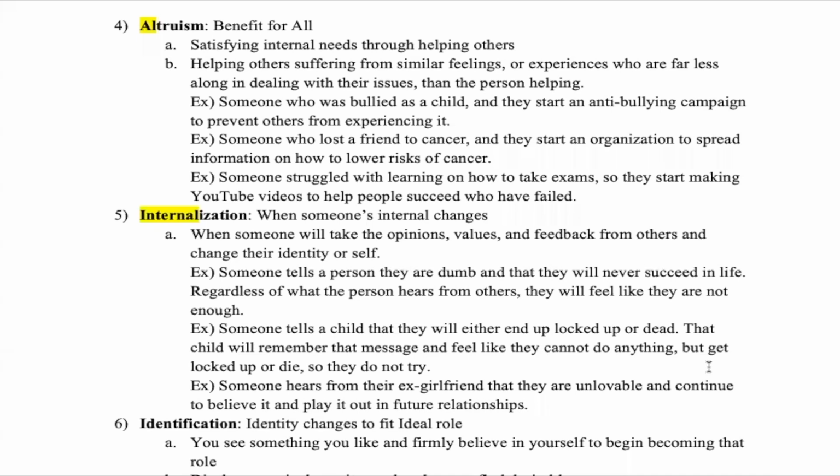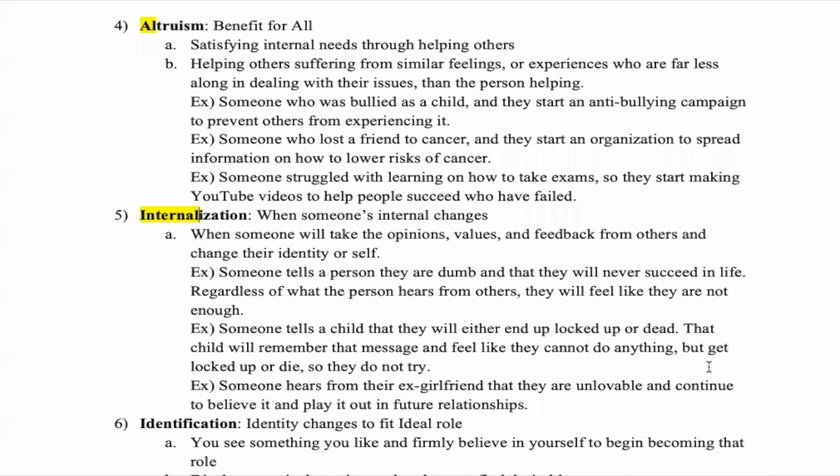So internalization is when somebody's internal processing is going to change. Stated in a different way, it's when somebody will take the opinions, values, and feedback from others and change their identity or themselves based on that feedback. Whether it be a positive example or a negative example is going to be up to the individual and what they've experienced. So, a couple of examples to articulate this a little bit further.